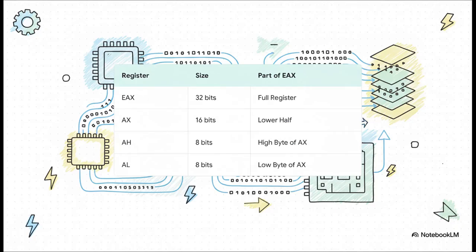Okay, now this is really cool. Look at how these registers are designed. Take this one, EAX. It's a 32-bit register, right? But you don't have to use all 32 bits at once. It's designed so you can access smaller pieces of it. You can grab just the lower 16 bits, which is called AX, or you can get even smaller and grab just an 8-bit chunk, like AH or AL. It's this incredibly clever design that gives programmers a ton of flexibility.